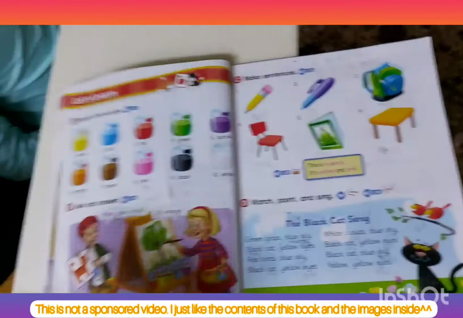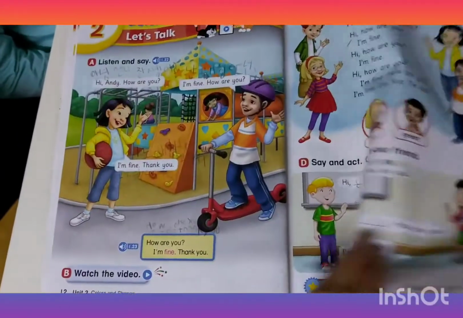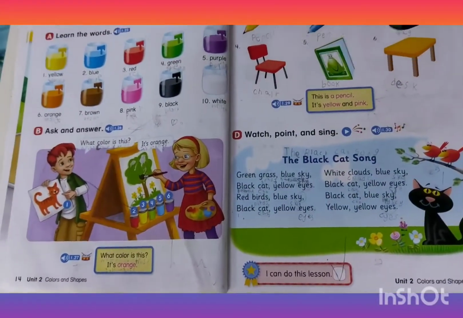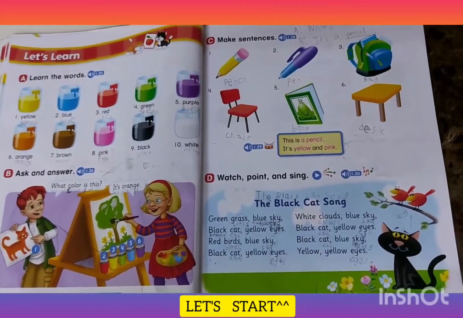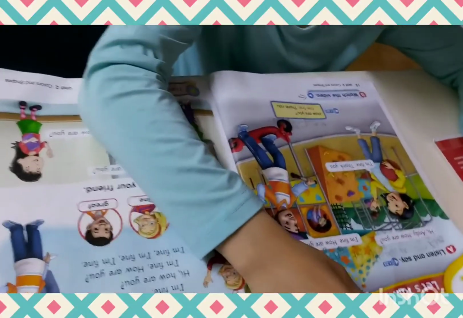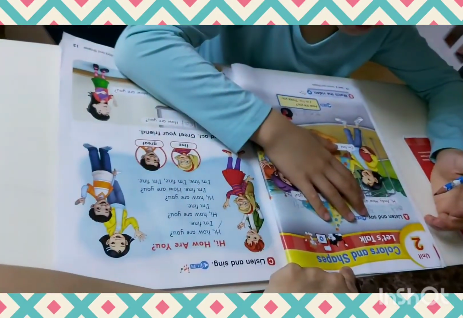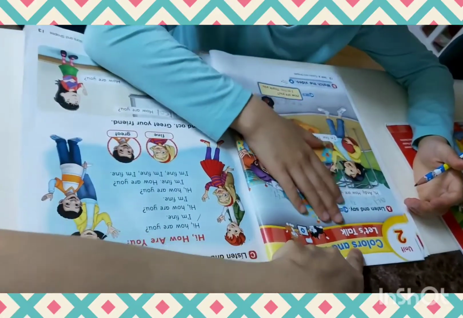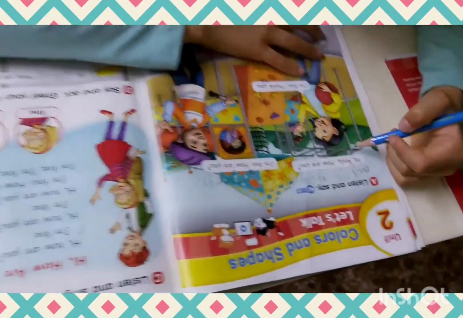Right now we just finished 4 pages. Okay, so let's see if my son can actually read it. Okay, let's get started. Kuya G, what is our topic for today? Can you please read it? What is this? Colors and shapes. Okay, colors and shapes. And what is the first sentence?